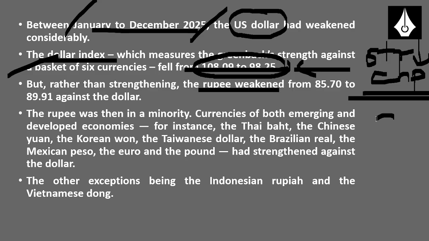So had dollar become weaker and rupee remained as it is, the movement should have been, let us say, from 85 to maybe 80, right? We should have gone from 85 to 80. That earlier it was costing 85 rupees to buy $1. It should have cost 80 rupees to buy $1 had the dollar index weakened and rupee remained as it was.